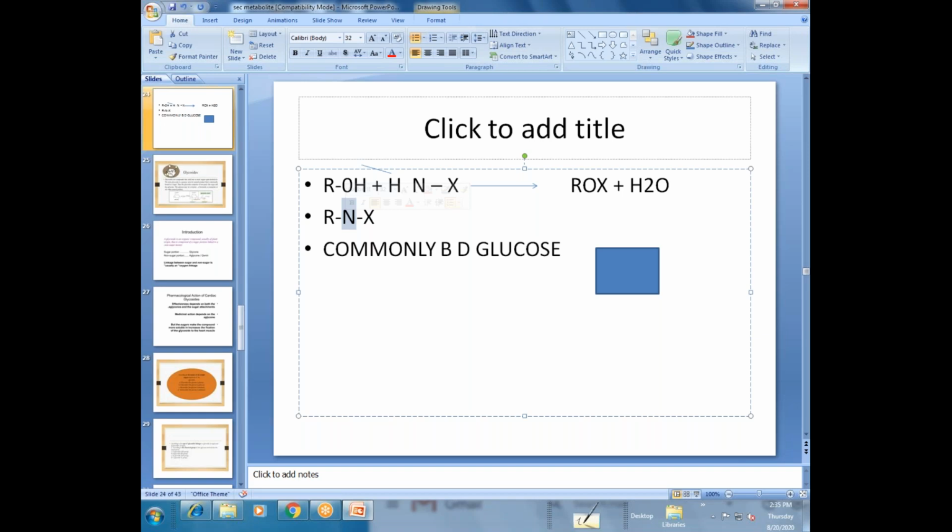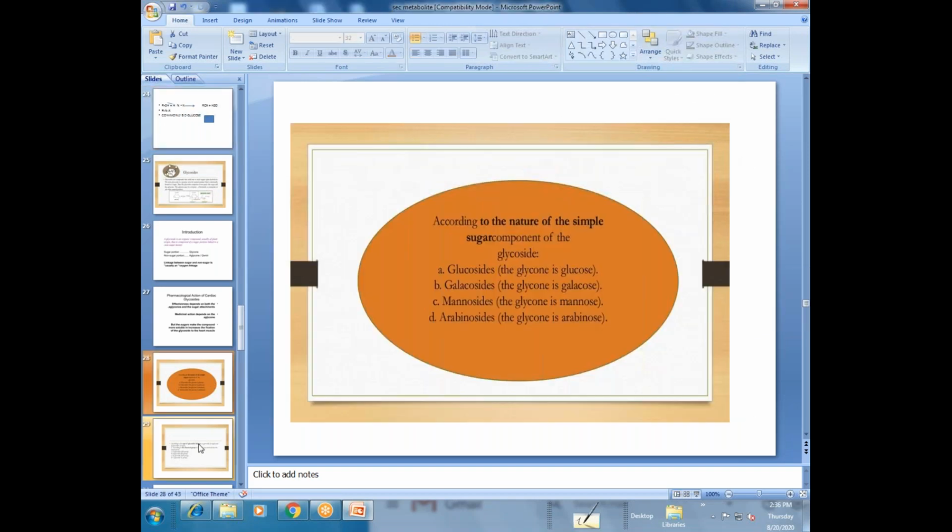So all these glycosides contain sugars, but still the physical, chemical and therapeutic properties are dictated by the aglycon part. The sugar moiety facilitates the absorption of glycosides and helps in the transportation of the aglycon portion to the site of action.